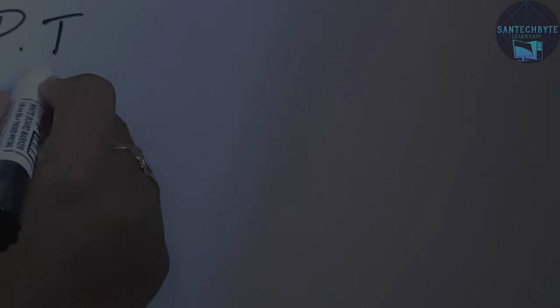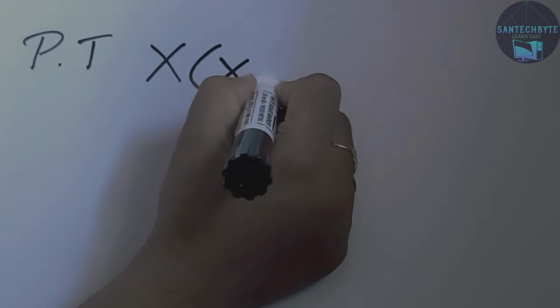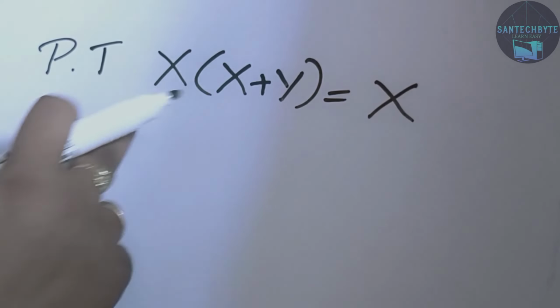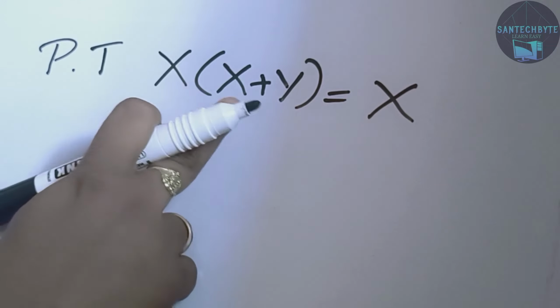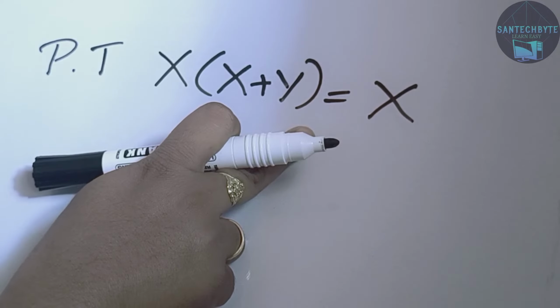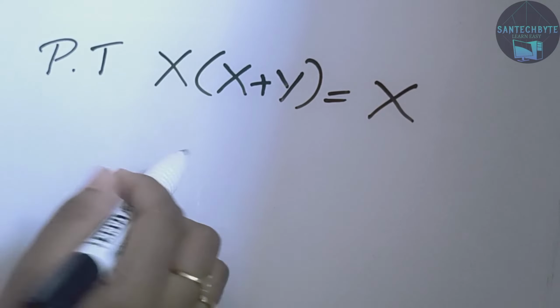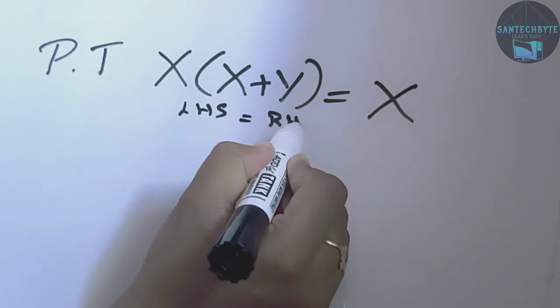In chapter 2, you have some of the questions like prove that LHS is equal to RHS. So let me show you an example. Here is the question: prove that X and (X or Y) is equal to X. Now, how will you prove that LHS is equal to RHS?